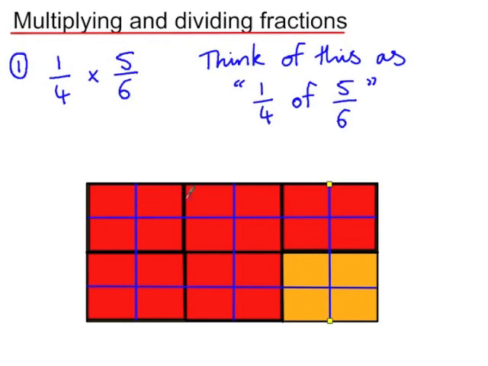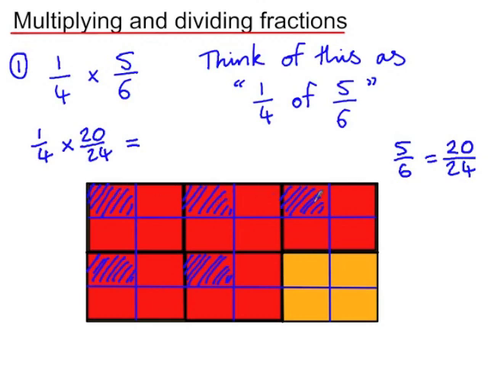You can see that dividing the sixths into quarters divides the whole object into 24 equal sections. 5/6 is equivalent to 20 out of 24. And now I can shade 1/4 of the red area. You can see that I've shaded in blue 5 out of 24. 1/4 of 5/6, or 1/4 multiplied by 5/6, is 5 over 24.